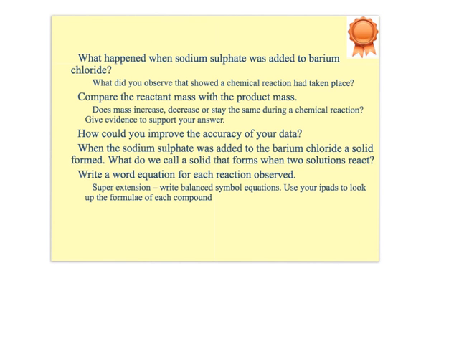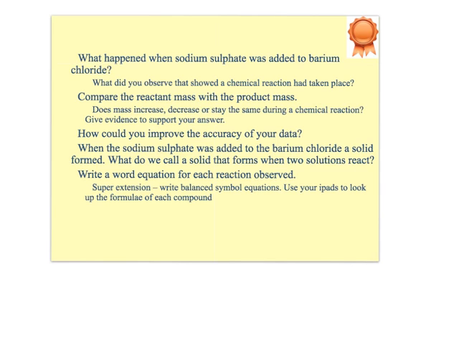So you should have observed a white precipitate happening when you add the sodium sulfate to the barium chloride. And this is what shows you that a chemical reaction has taken place, because you've got 2 clear colourless solutions, and they're making a white precipitate.